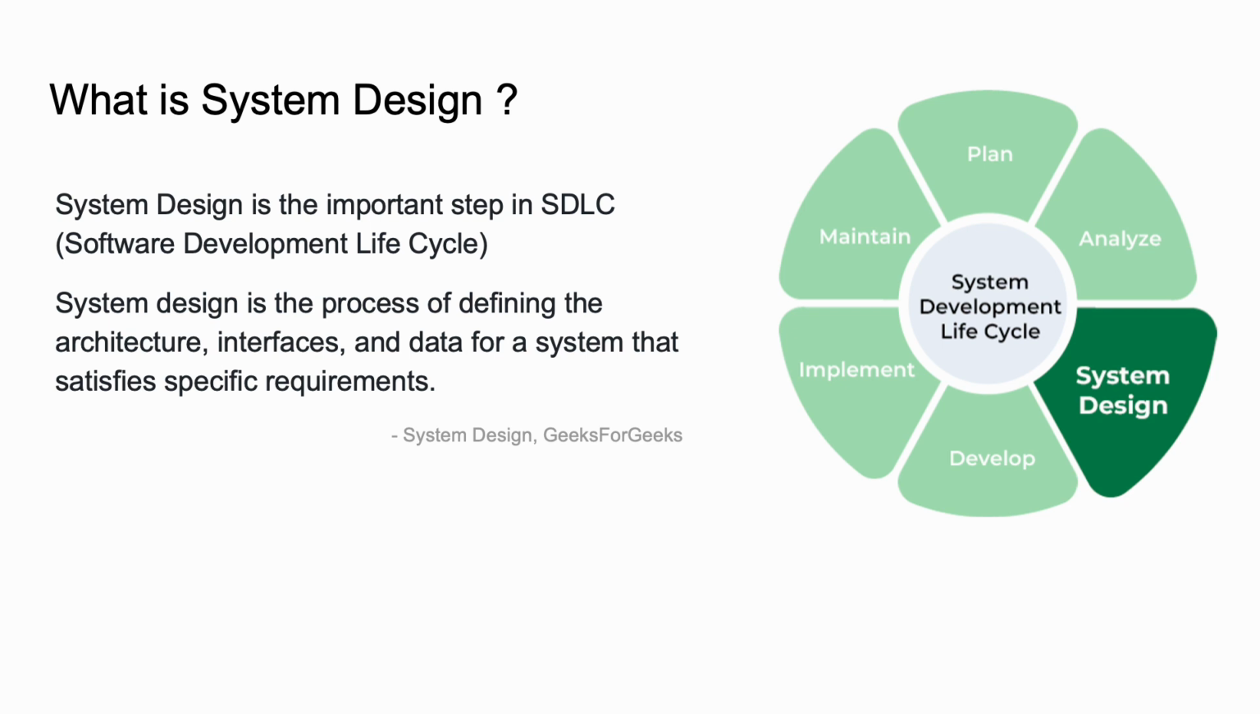What exactly is system design? System design is one of the important steps in the software development lifecycle. It is the process of defining the architecture, interfaces, and data for a system that satisfies specific requirements. It is essential for creating robust, efficient, and scalable solutions that meet the needs of users, stakeholders, and the broader ecosystem. It involves a holistic approach that considers various factors including performance, reliability, security, usability, and cost effectiveness to deliver high quality systems that drive value and innovation.